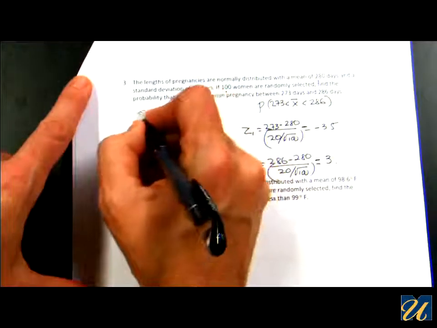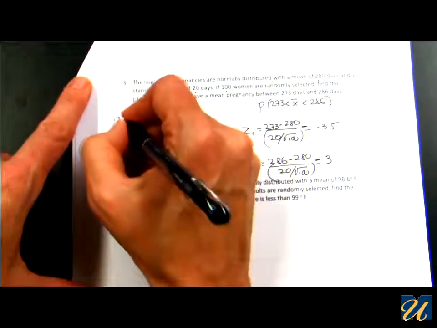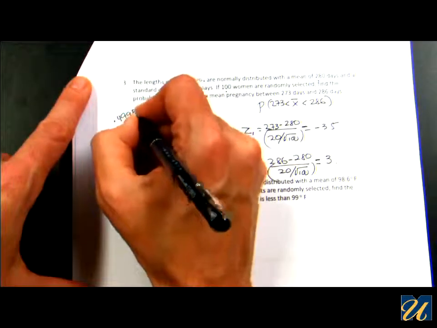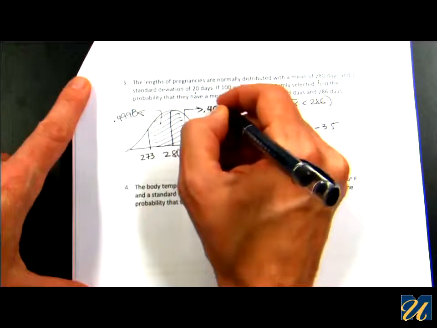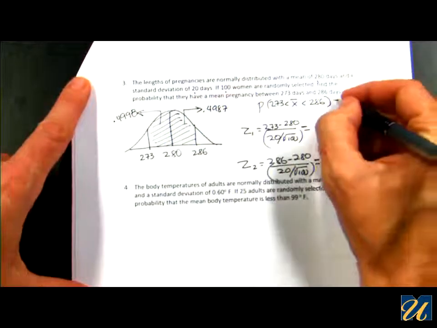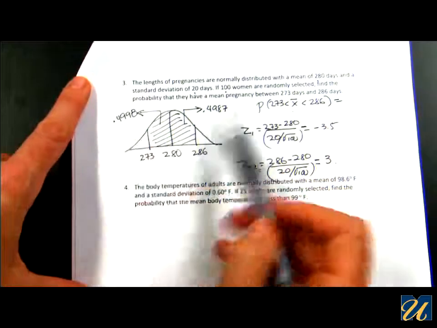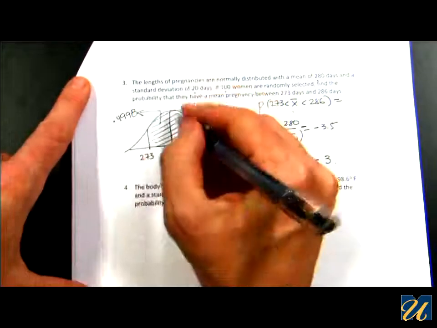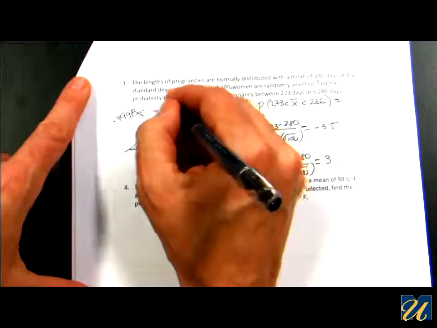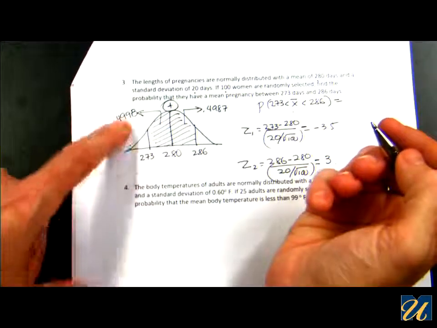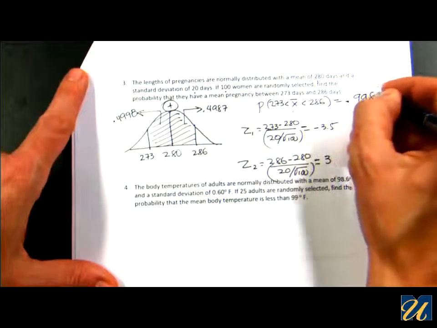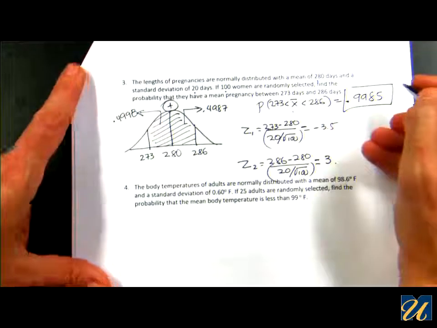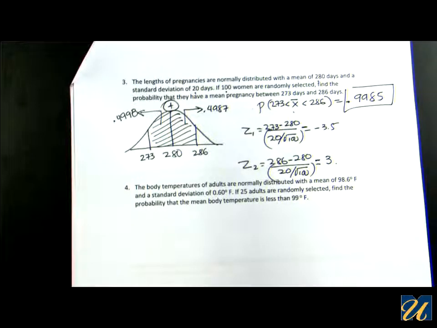3.5 will give me a probability of 0.4998, and 3 will give me a probability of 0.4987. So the probability that x bar will be between these two values, the mean is inside the area we're looking for. We're simply adding the corresponding probabilities, will be 0.9985. A very high probability of that occurring.